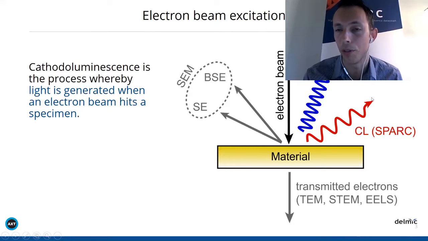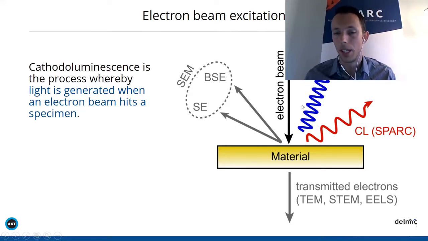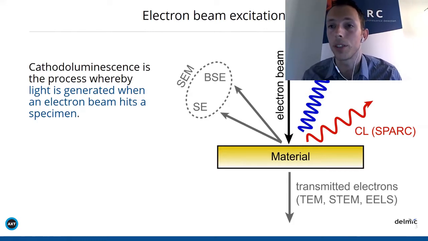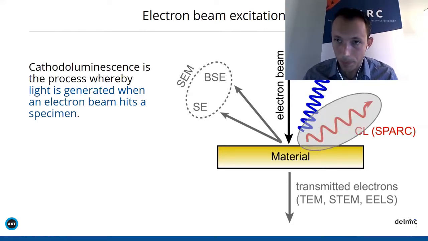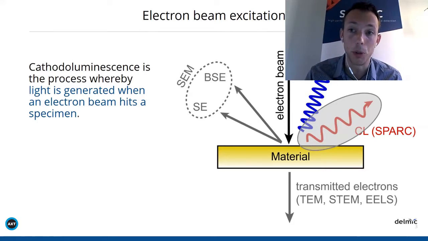But there's also emission of electromagnetic radiation, and this spans a large frequency range because the electrons that come in are so energetic that the electromagnetic radiation that is generated ranges all the way from the X-ray regime, so very energetic radiation, all the way to the infrared. And so in the Spark system and in cathodoluminescence, you focus on the electromagnetic radiation that is emitted from the ultraviolet to the infrared. This is what you do when you do cathodoluminescence spectroscopy.